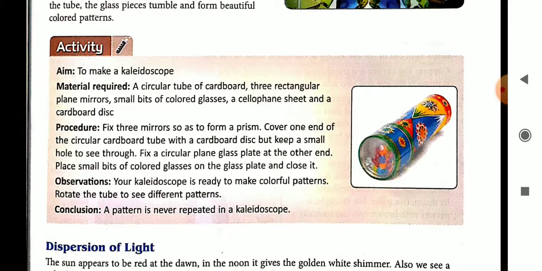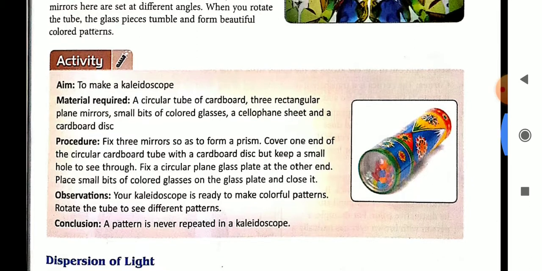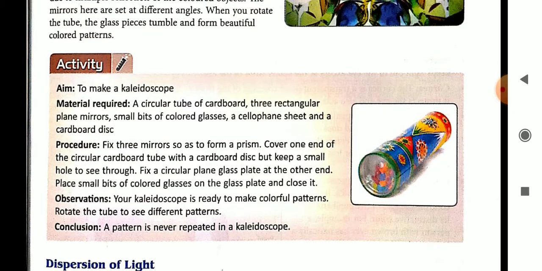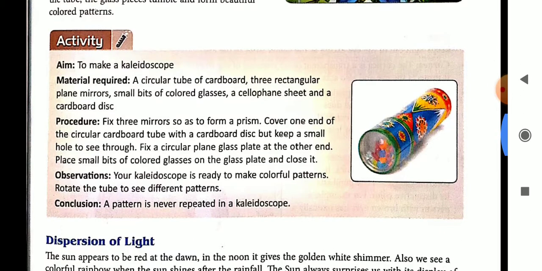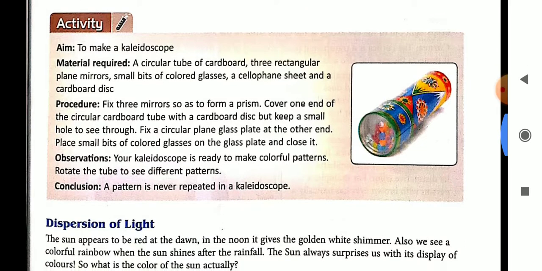And then fix this plain glass plate at the other end and place small bits of colored glasses on the glass plate and close it. Now your kaleidoscope is ready and it will make a colorful pattern. Rotate the tube and see the different patterns. So if you want to make it, you can make. And the conclusion drawn here is that a pattern is never repeated in a kaleidoscope.